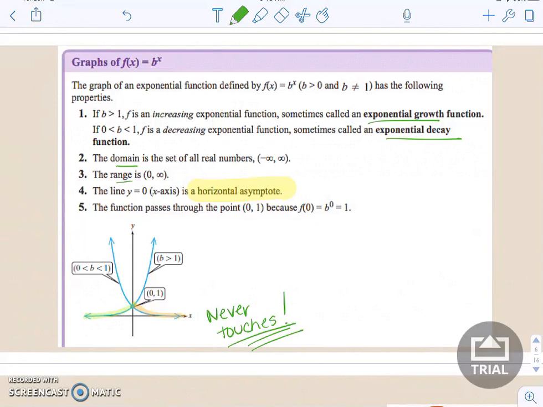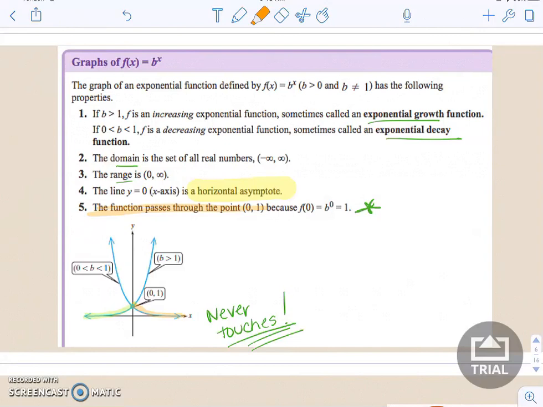You'll also notice on number 5 that I'm telling you that the function passes through the point (0, 1). This is for the parent function. The parent function means there's been no transformations done to it, no movements of any sort, and so the main parent function passes through this point.